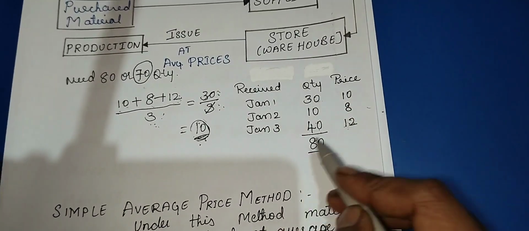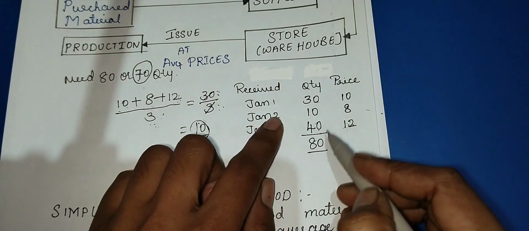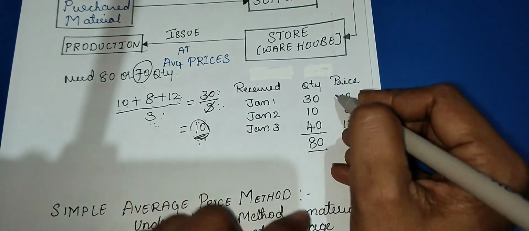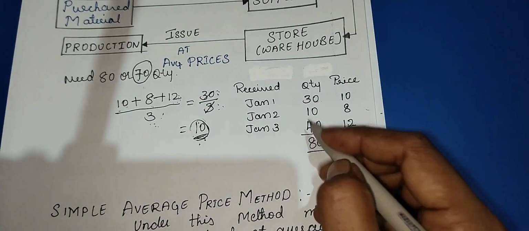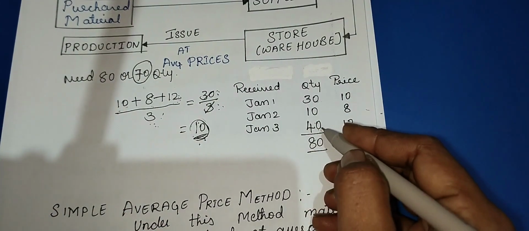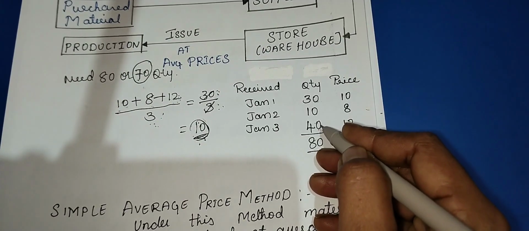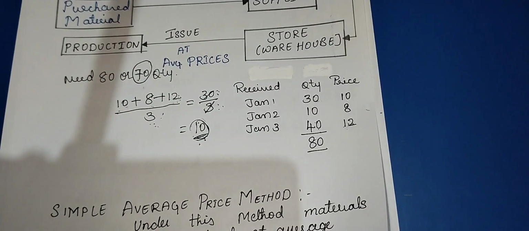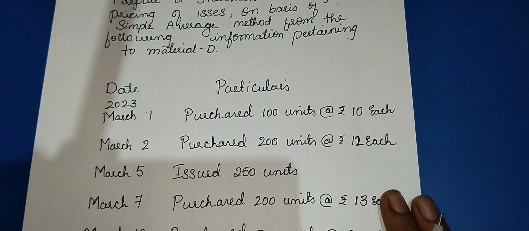When you use FIFO or LIFO, you take purchases in chronological order. FIFO means whatever comes first, you issue first, and that rate you take. In the case of the LIFO method, whatever lot you received last, the most recently received, that rate you consider, right? Now we will understand the simple average method with one example.